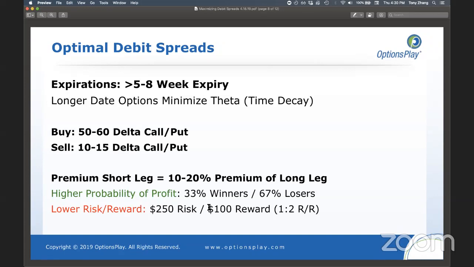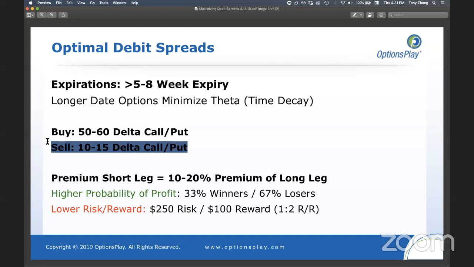As far as the strikes, we've backtested these across pretty much all different deltas and different percentages, and it's pretty clear that the optimal debit spread is where the long leg is a slightly in-the-money call or put, so a 50 to 60 delta. Usually the first or second strike that's in the money is a good starting point, and then selling about a 10 to 15 delta call or put against that. So a call that has only about a 10 to 15% chance of being in the money is where you want to sell. You want to sell relatively far away.